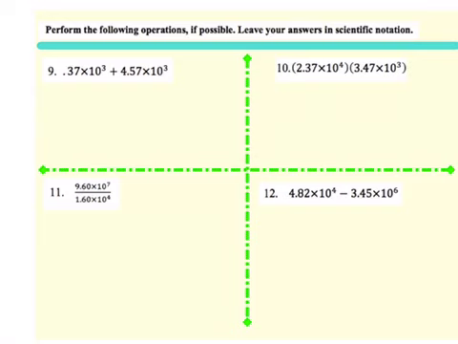So let's go ahead and look at our next example, number 9 here. It tells me to perform the following operations. If possible, leave your answers in scientific notation. So this is really important here. We want our answers to be in scientific notation.